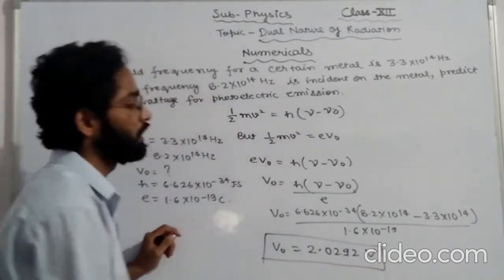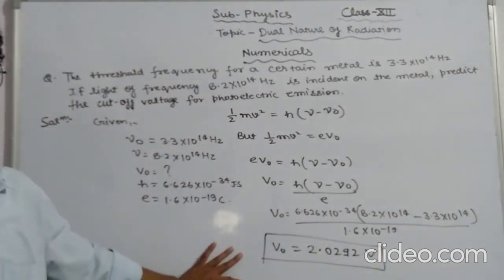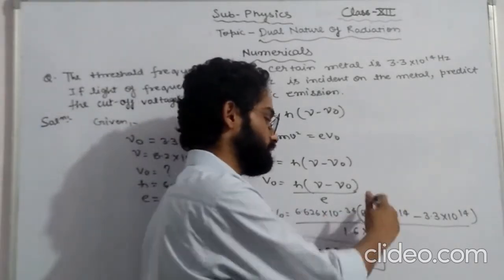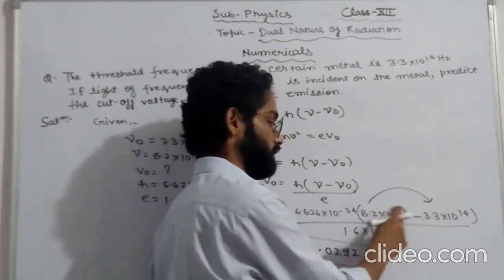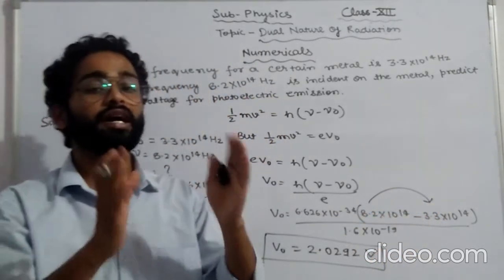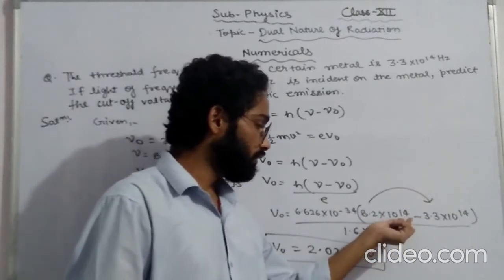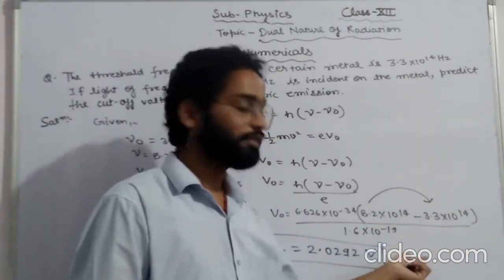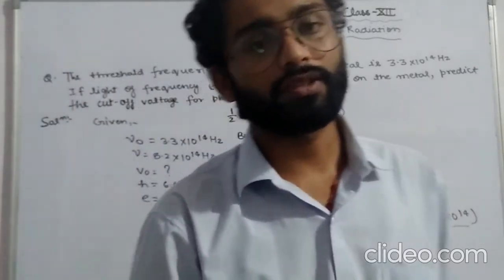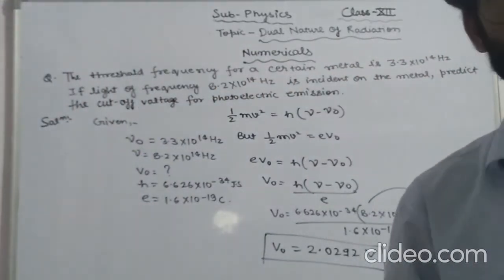So this would be the stopping potential. By using the formula you can calculate, it is an easy calculation. When you subtract 3.3 from 8.2, then you get the answer. And first of all you have to solve the powers, 10 to the power. If you solve the powers, you can easily get the answer. I hope you have got this numerical. See you in the next lecture. Thank you.